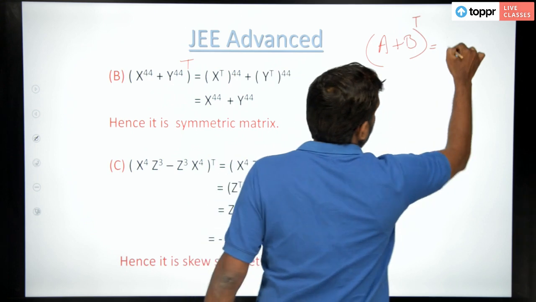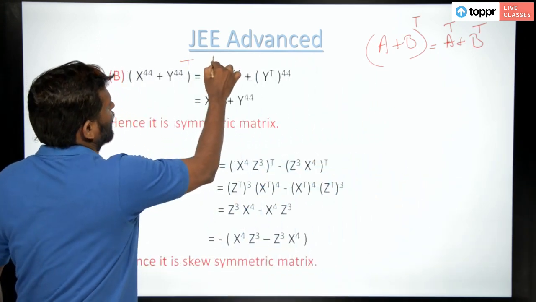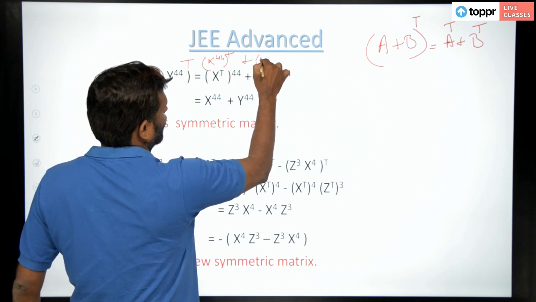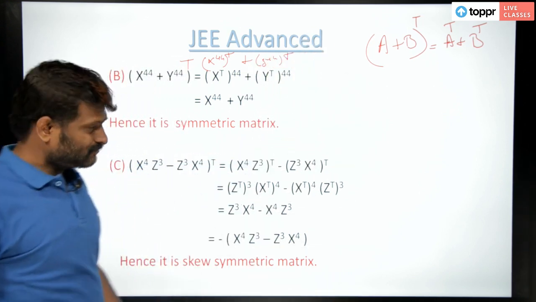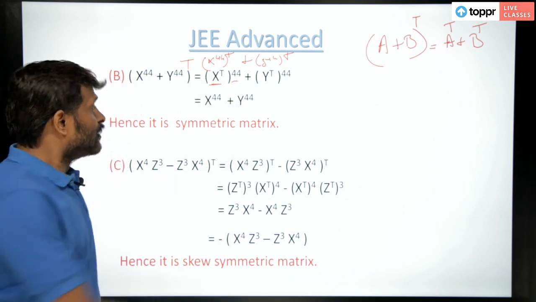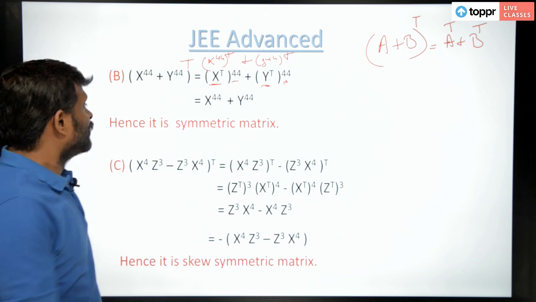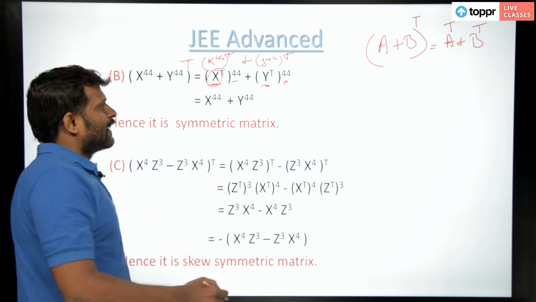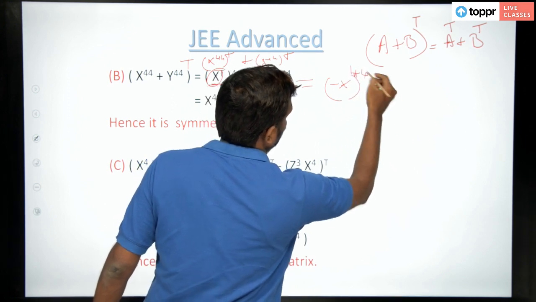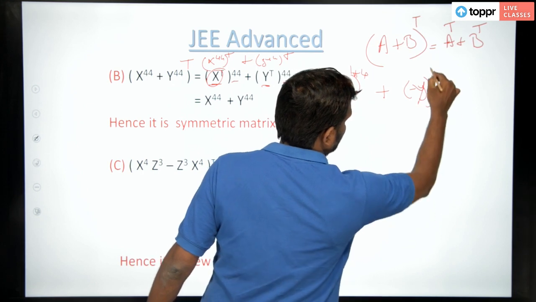Using the same, I have written this one as the transpose of x power 44, plus the transpose of y power 44. Using those laws of exponents, I can write it as x transpose raised 44 times, plus y transpose raised 44 times. This is just by using simple exponential rules. Now, what is x transpose? X transpose is minus x, and it is raised 44 times, plus y transpose is again minus y and raised 44 times.